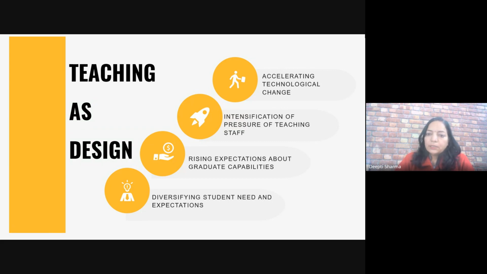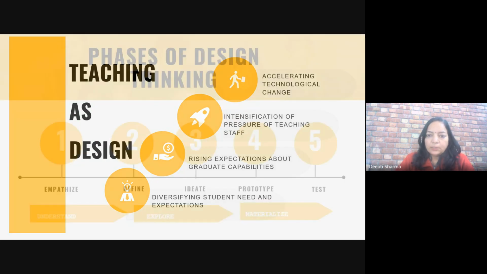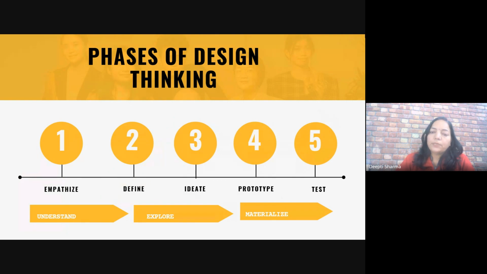And the last factor is accelerating technological change. The faculty members should understand and adapt to the technological change, and they should also understand what their students have already adapted and what they have already learned. So these are the phases of design thinking. First is empathize, second is define, third is ideate, fourth is prototype, and fifth is test.